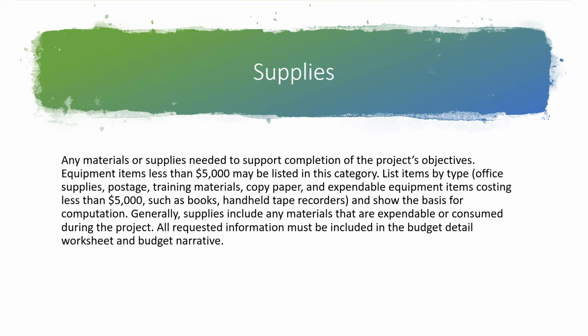So office supplies, postage, training materials, copy paper, expendable equipment items costing less than $5,000, like books, handheld tape recorders, different kind of materials you would need to complete the project that you proposed. And show the basis for computation. In other words, right, line up how all these things add up. I'm going to have 4 people doing interviews. Well, I need 4 handheld tape recorders, for example, right?